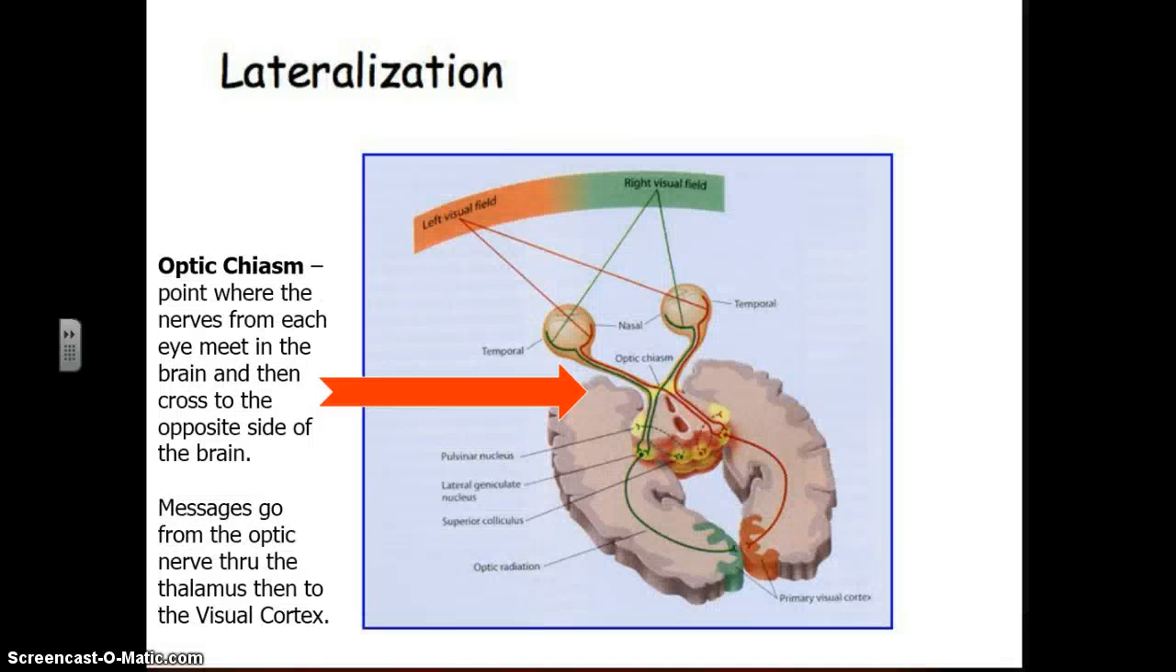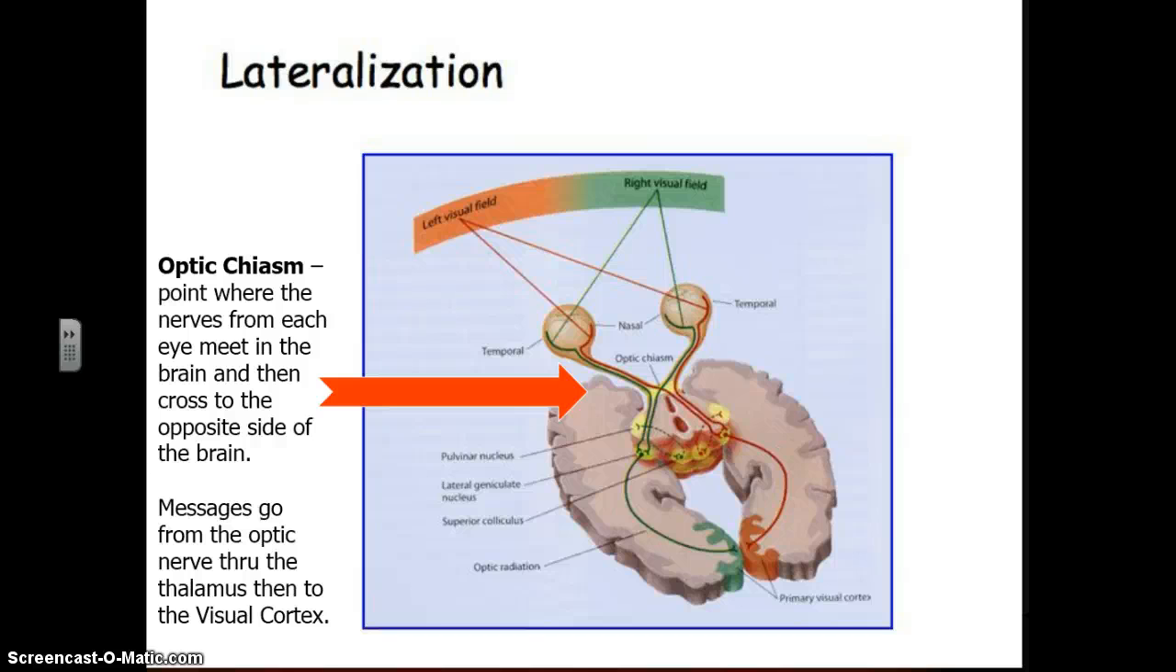Now, let's talk about one other thing, and that's called lateralization. This is kind of an interesting thing, okay? If you take a look very closely at this diagram, information that's detected by the right half of each one of your eyes is transmitted to the brain's left hemisphere. So it literally crosses over, while information that's detected in the left half of each eye is transmitted to the brain's right hemisphere.